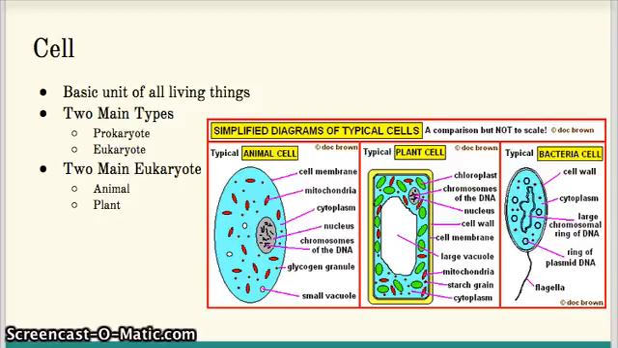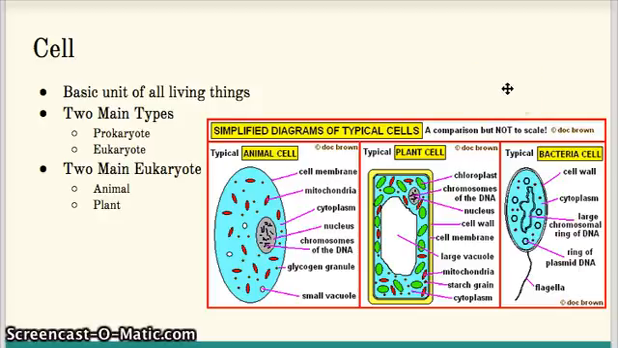So first, a cell. This one's not on your table, but I'm just describing it anyway. The cell is the basic unit of all living things. Every living thing is made out of cells, and there's two main types of cells. The two main types are prokaryotic or eukaryotic. We'll talk about this in a lot more detail in the next section. We're going to learn about the cell parts first, and then talk about the different types of cells, but I figured I'd just introduce you to that.